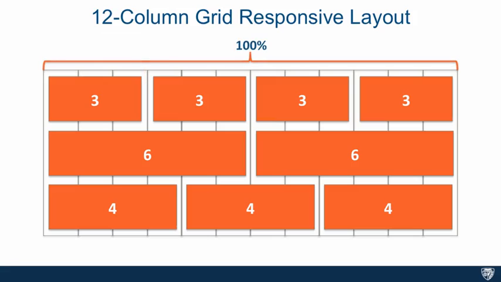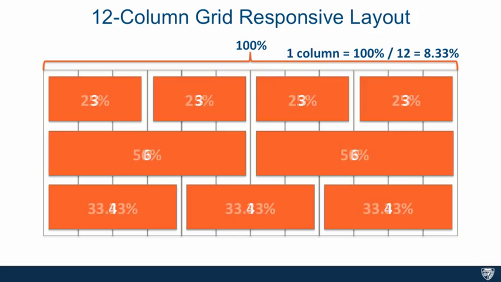The approach to these responsive layouts is that we know the browser window is 100% of the width, which means we can calculate what one column in this 12-column grid layout is. That's 100% divided by 12, which turns out to be about 8.33%. So when we specify in our framework, in Bootstrap or whatever we're using, how wide a particular column should be, we could convert these 3s into 25% because 3 columns is 25% of 12 columns, the 6 columns become 50% of the 12 columns, and the 4, 4, 4 becomes 33.33%.